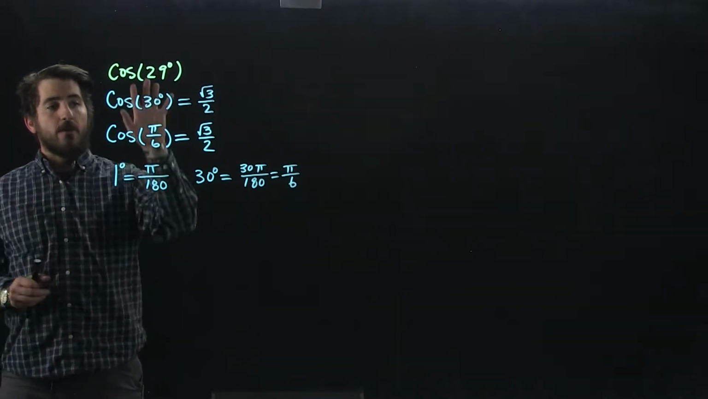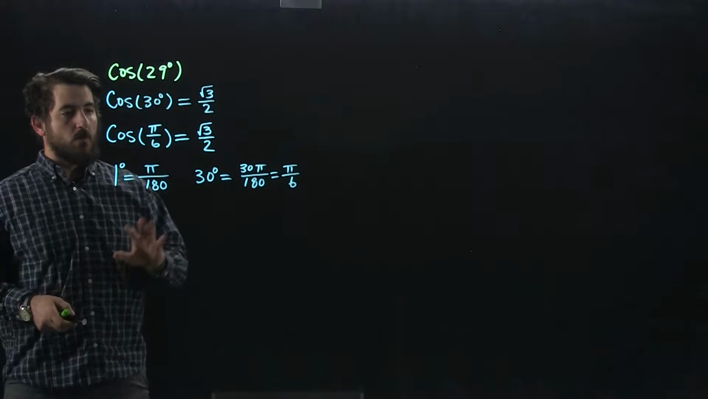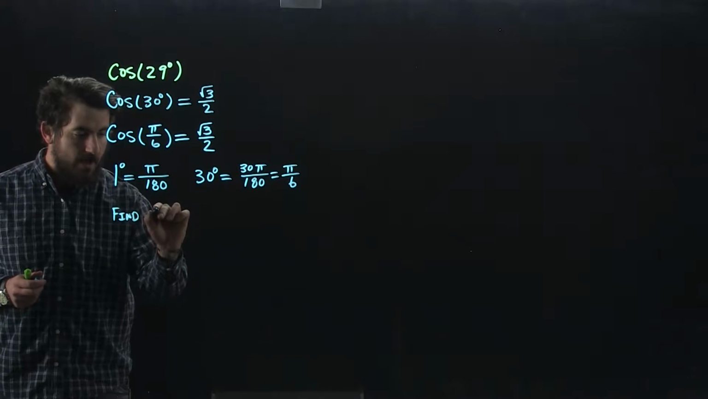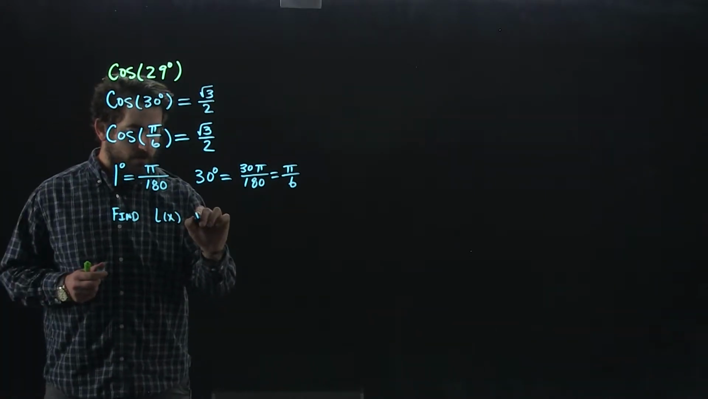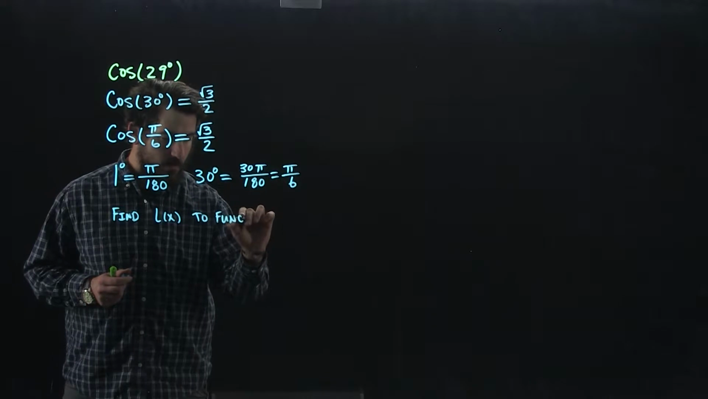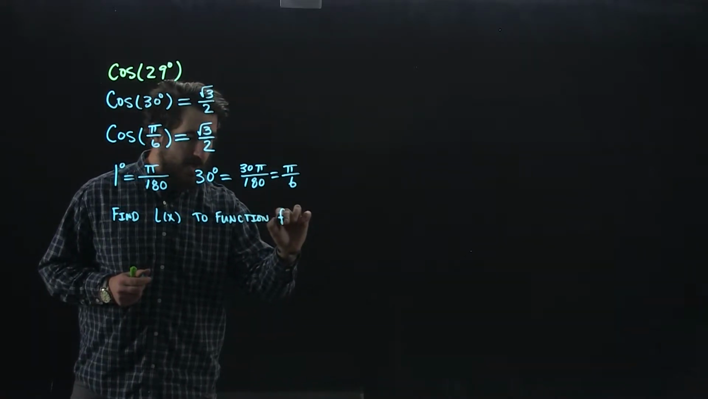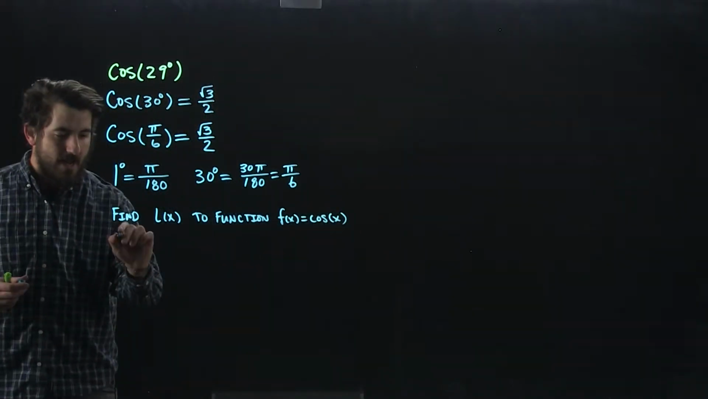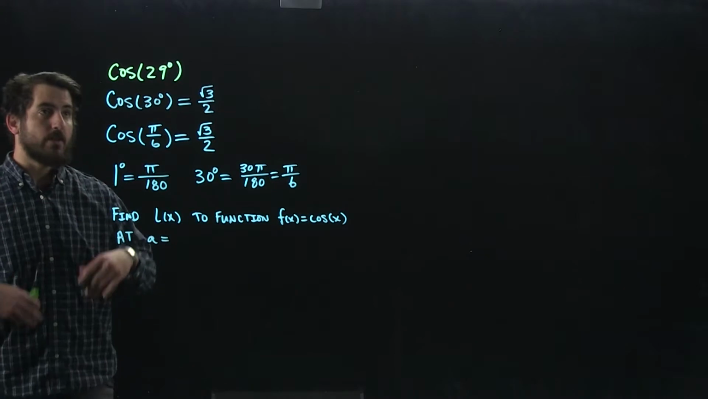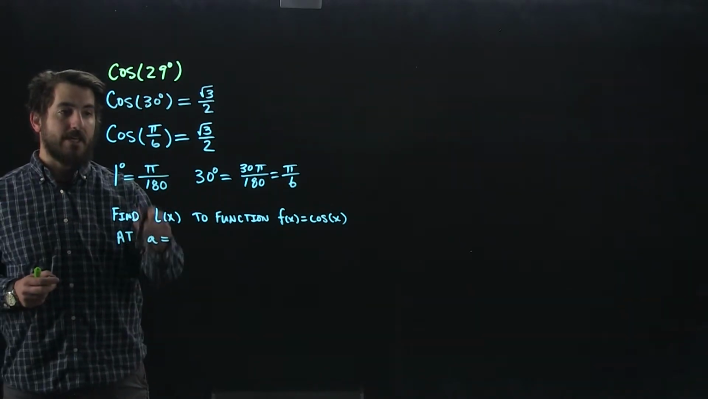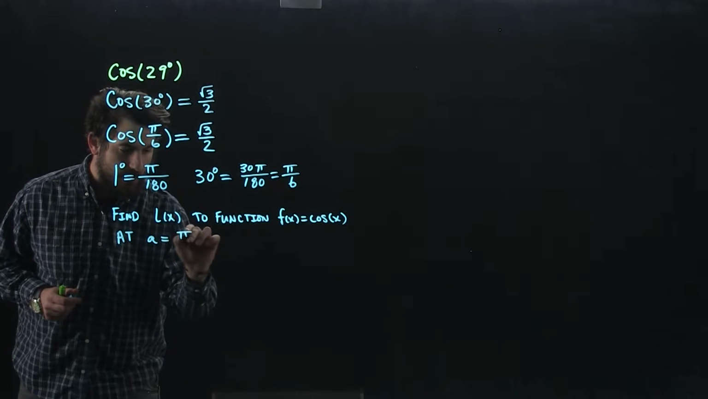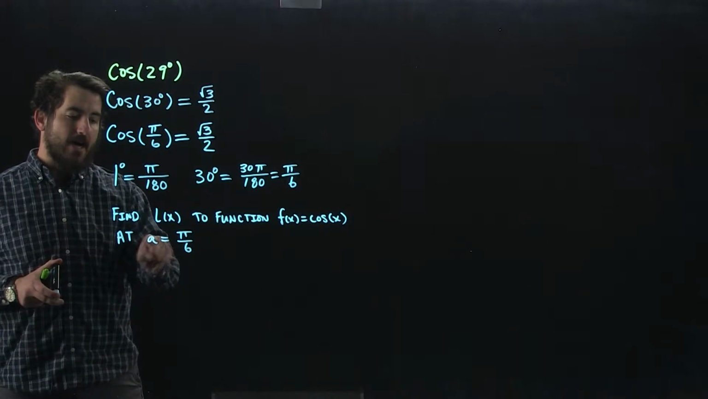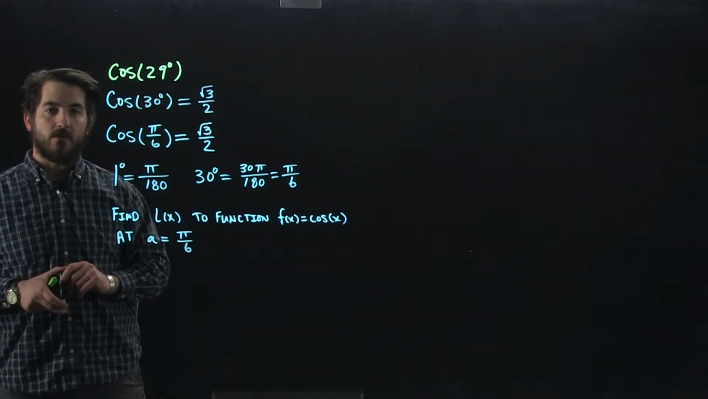So we want to first convert this. So what's going to happen here is we're going to find L of x to the function f of x equals cosine of x. And instead, at a equaling 30 degrees, I want a to equal pi over 6. So my linearization process should be happening at pi over 6, not 30 degrees.